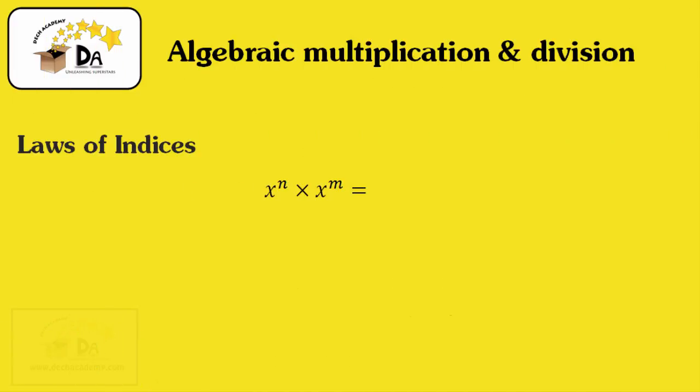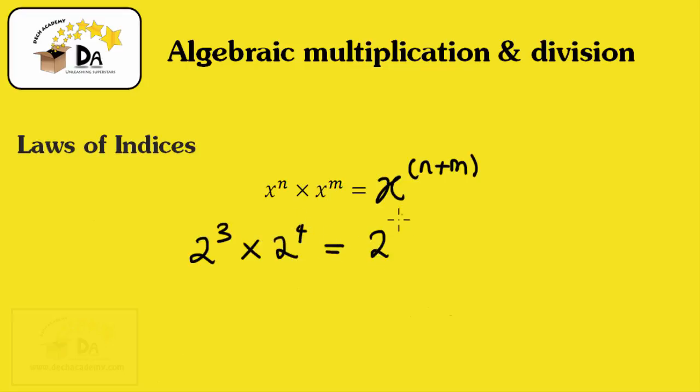Now we're going to focus on 3 important laws of indices which come in particularly handy when dealing with multiplication problems, algebraic multiplication problems to be exact. Here's the first one. First one here is saying x to the n times x to the m is equal to x to the n plus m. For example, 2 to the 3 times 2 to the 4 is equal to 2 to the 3 plus 4. Now here x is a base and it's being raised to a power.